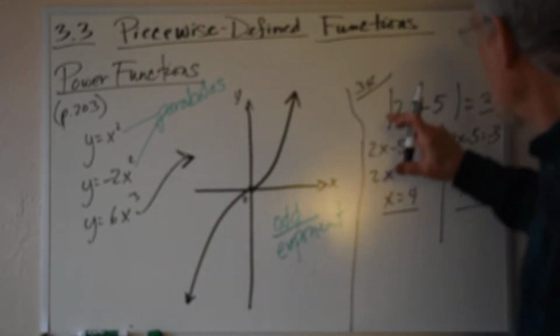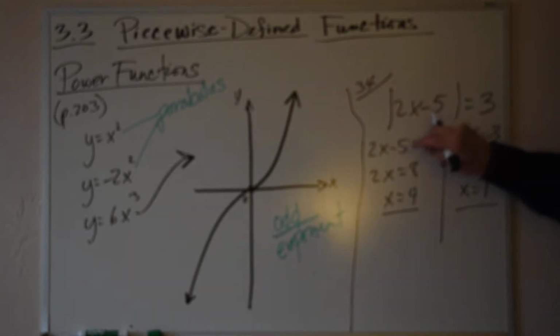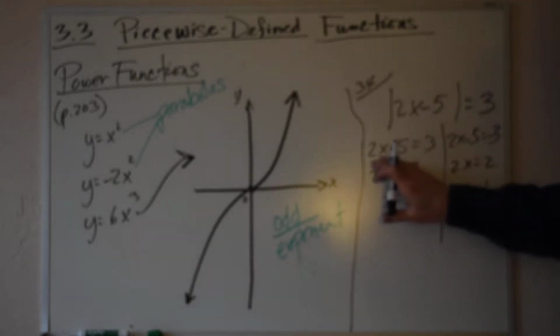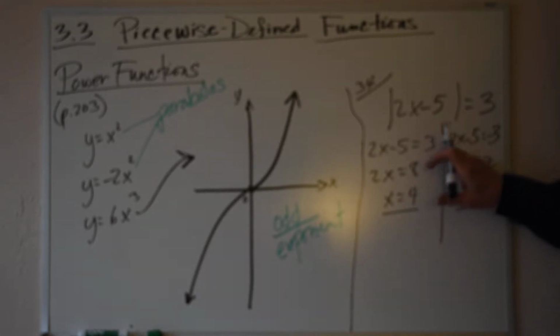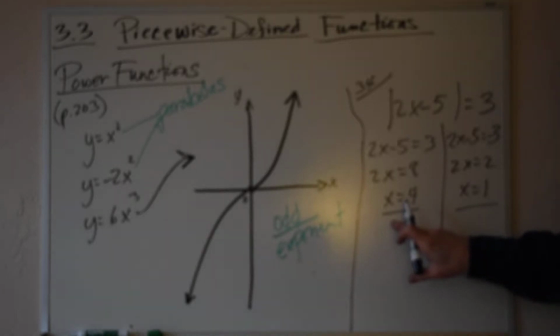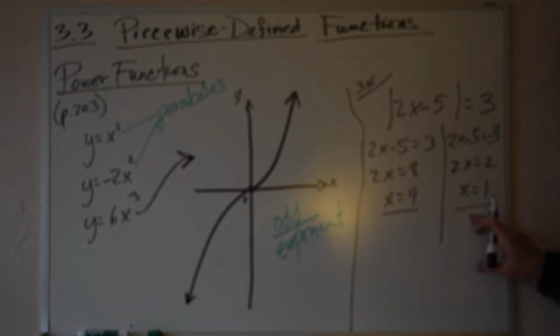Okay, number 34. Absolute value of 2x minus 5 equals 3. I set the quantity inside the absolute value bars equal to 3. Then I set it equal to negative 3. Solve over here, I get x equals 4. Solve over here, I get x equals 1.